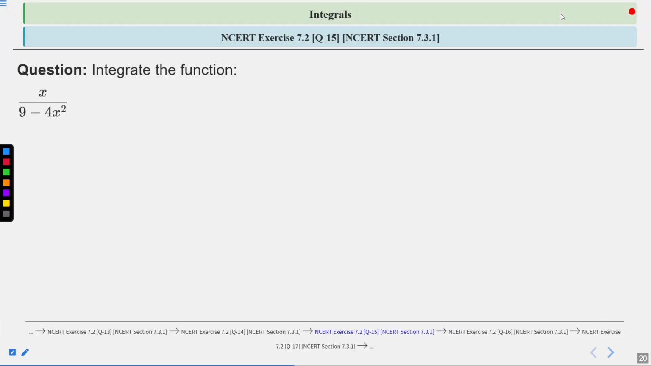Next question is integrate the function, and the function is basically x upon 9 minus 4x square. You need to integrate this function. Again, we will try some substitution. The denominator is basically an x square type function, and the numerator is an x type function.